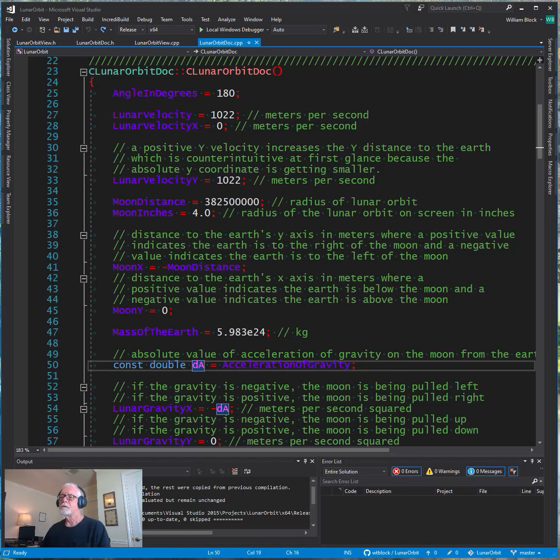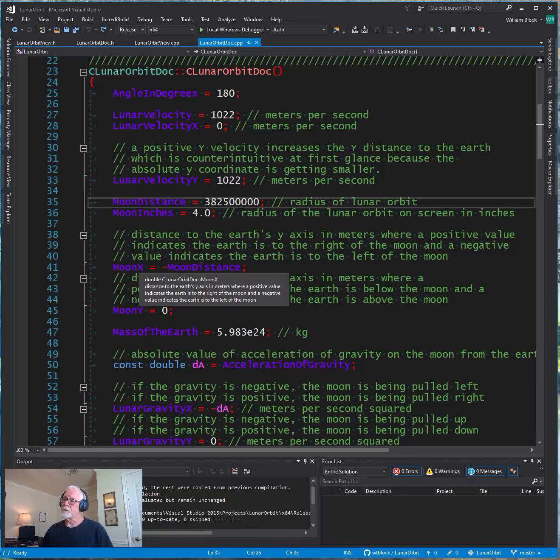So the initial conditions, some of the important things are the lunar velocity. We know how long it takes the moon to go around the Earth. We know what the radius of its orbit is, so it's easy to calculate the velocity in meters per second. The distance from the Earth to the moon is the radius of the lunar orbit.